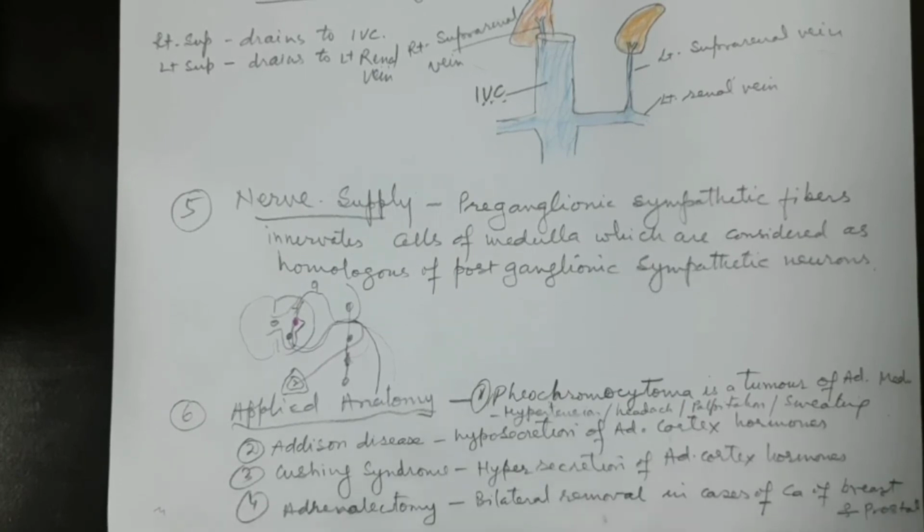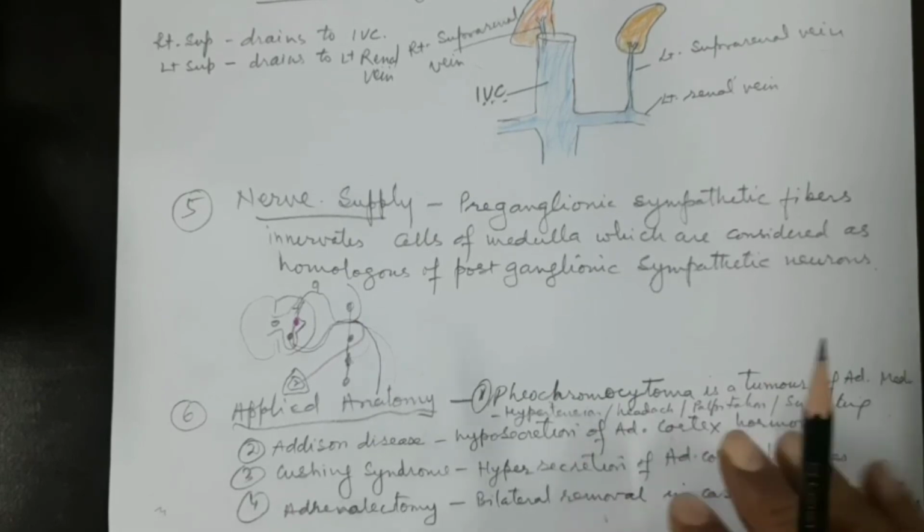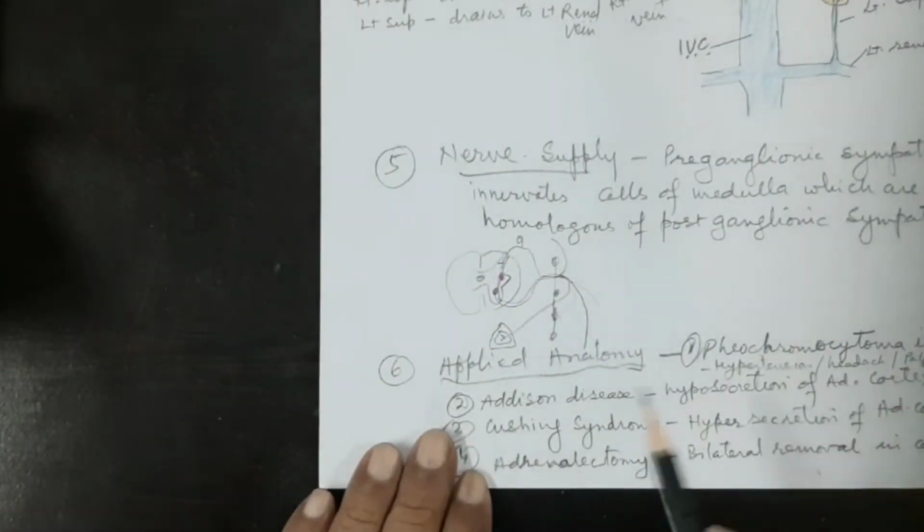But the medulla is directly under the control of nervous stimulation, hence it has a nerve supply. And these nerves are the fibers of the sympathetic nerve, sympathetic fibers. Let us see in this diagram if you can understand.